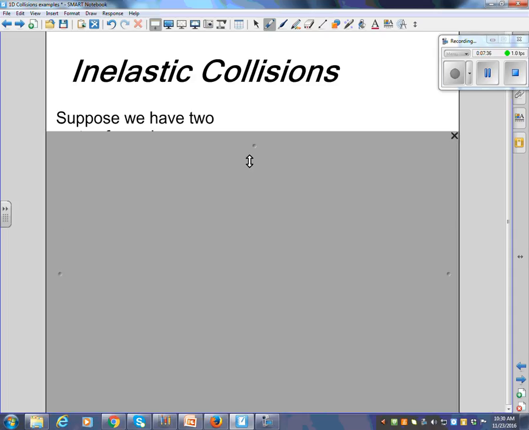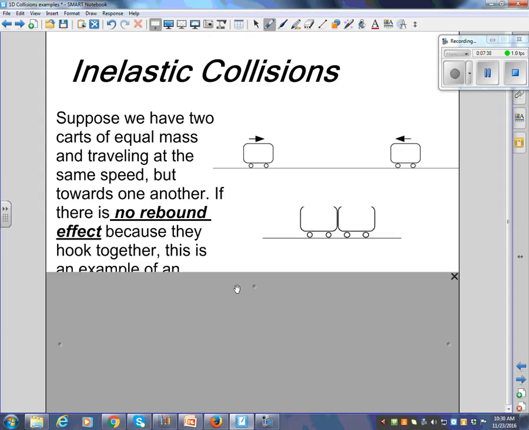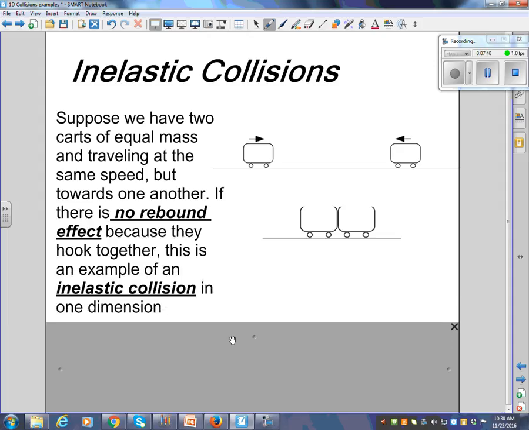Okay. Inelastic collisions. Suppose we have two carts of equal mass traveling at the same speed, but towards one another. Now, if there's no rebound effect because they hook together, this is an example of an inelastic collision in one dimension. All you really got to write down is inelastic means no rebound. Let me demonstrate.